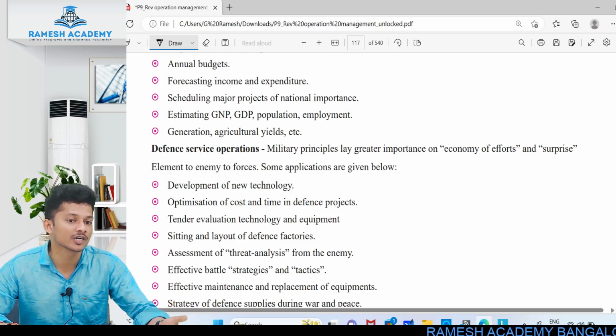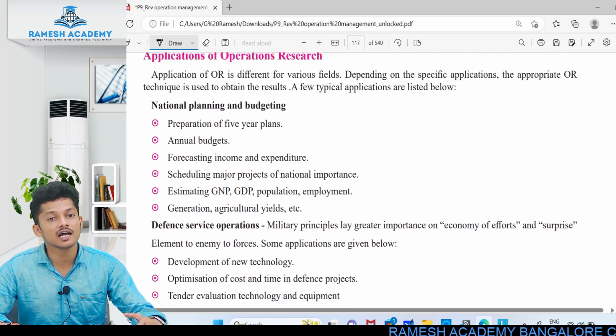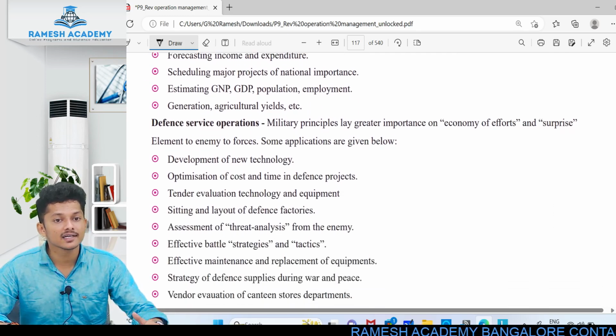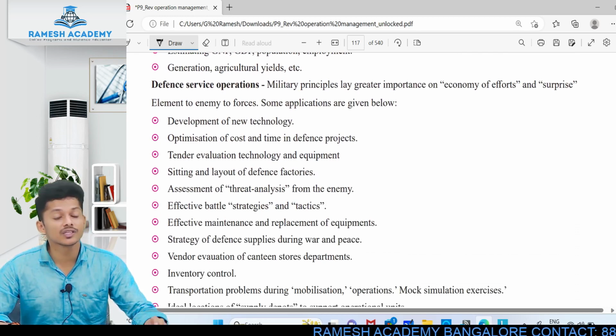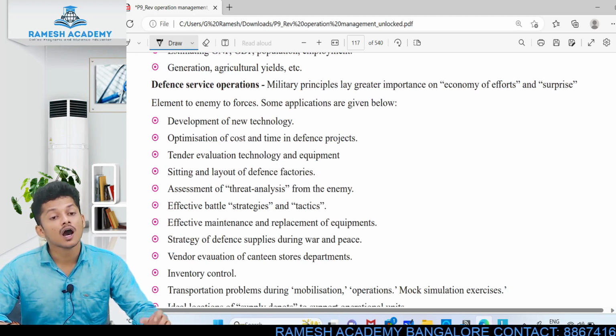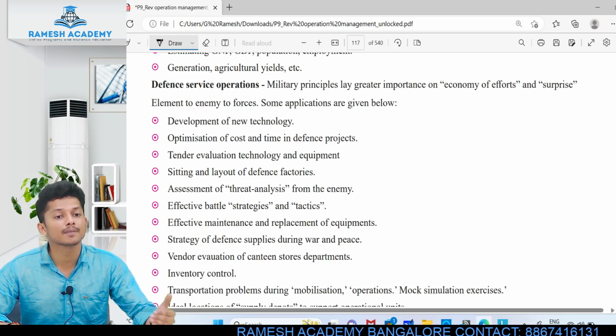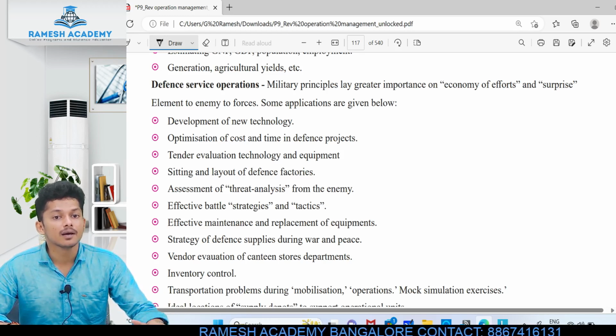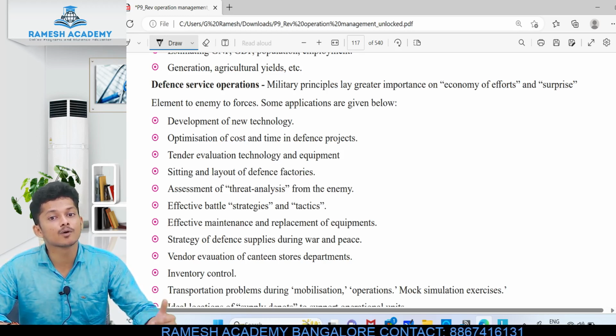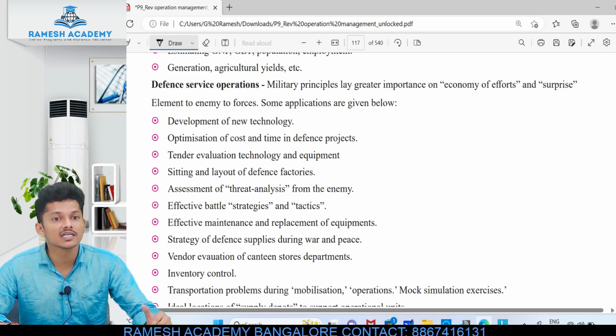Yields is nothing but production. So this is national budgeting and planning. Easy, right? Next, defense service operation. So in the areas of defense service operation, how is operational research implemented or applied? Military principles lay greater importance on economy of efforts and surprise elements to enemy forces.